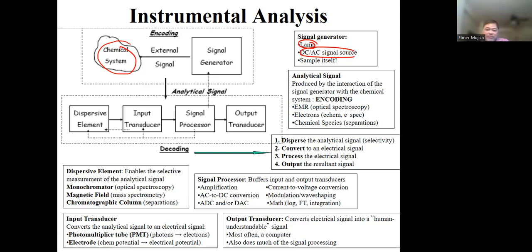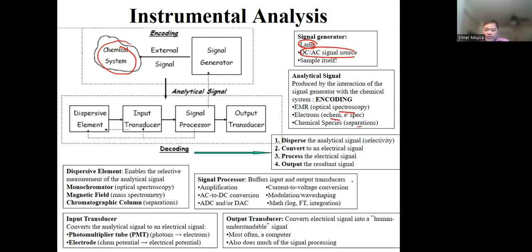Sometimes when you put a lamp there, the matter can interact with light. That interaction can generate a signal. Now, the analytical signal produced from that interaction can either be what? Spectroscopy, electrochemistry, or some other chemical species. That leads to separation.